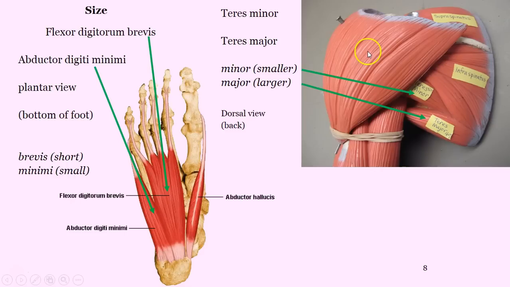Teres major is the larger, and my students often do this. Here's a model, and they'll put little stickums on here. You'll see that the teres major is larger than the teres minor. And this sometimes can be confusing because the minor is on top, and you think, well, if it's higher, it's major, but they go by muscle size here.